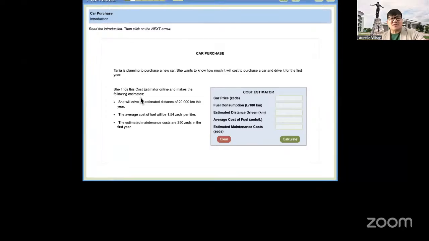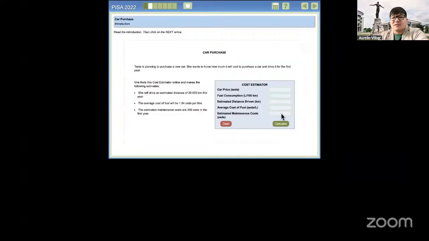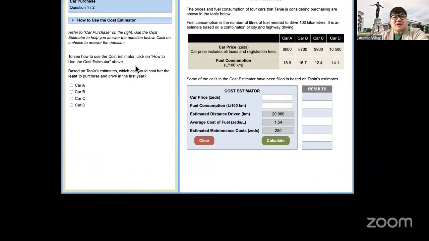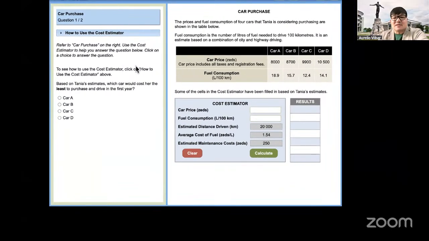She finds the cost estimator online and makes the following estimates. She will ride an estimated distance of 20 kilometers this year. The average cost. Ika-calculate mo. Ano kayang sagot? So, therefore, click on next. Tanong na naman. Refer to the car purchase. Use the cost estimator. Math teachers, anong masasabi nyo dito?